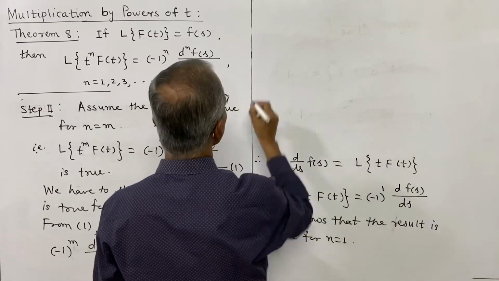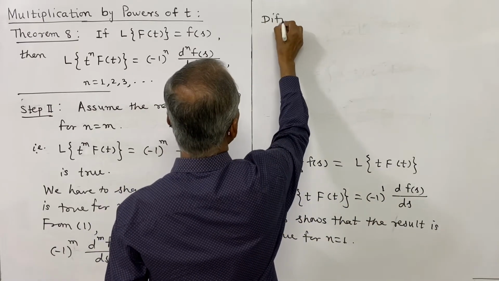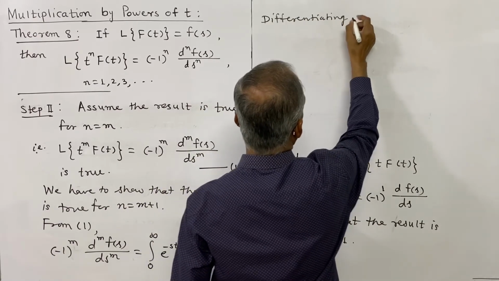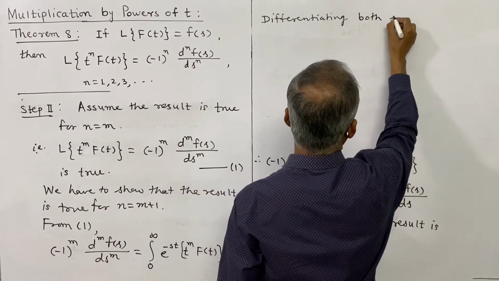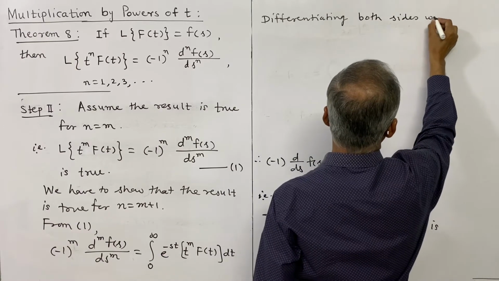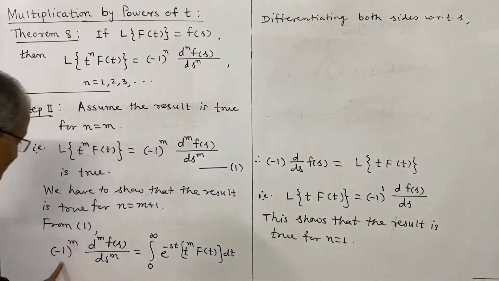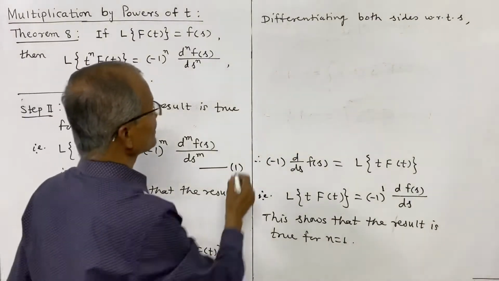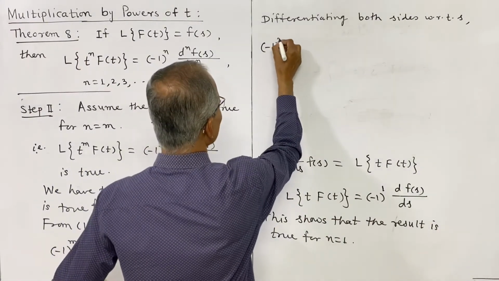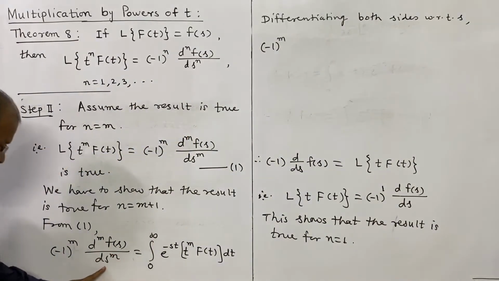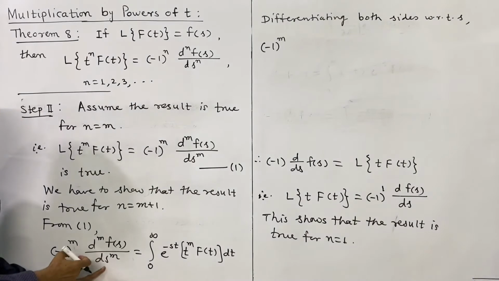Differentiating both sides with respect to s. What we shall get? Minus 1 power m is constant, and therefore that remains the same. This is the mth derivative of f(s) with respect to s, and we are differentiating one more time. So therefore this becomes the m plus 1th derivative.